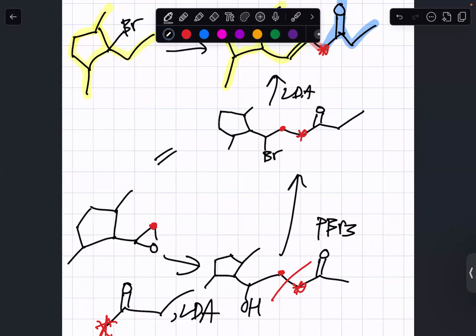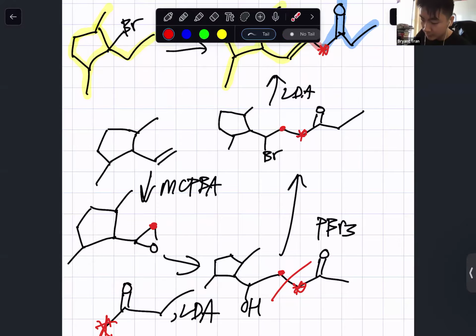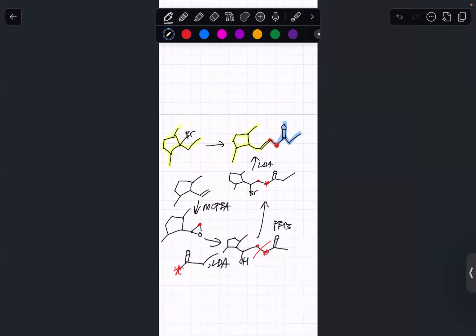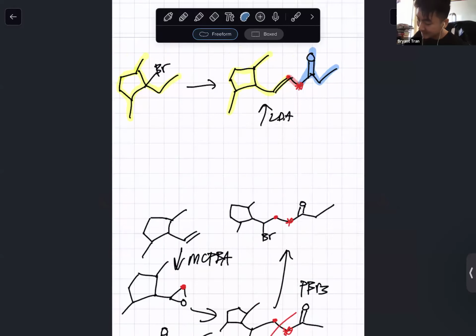MCPBA, that five-letter reagent, creates epoxides from alkenes. Now, we already did this multiple times. How can we get the alkene here? E2 Hofmann, and HBr with peroxides, and then E2 Hofmann. Yes, right. That's good.